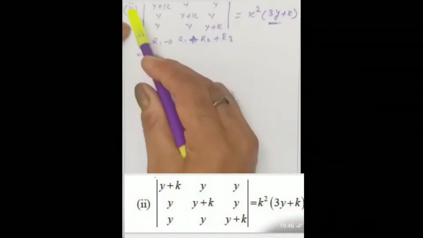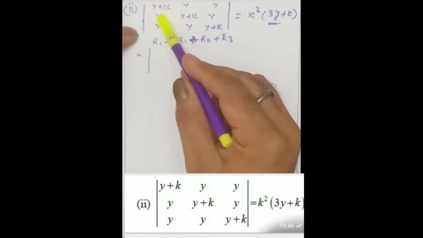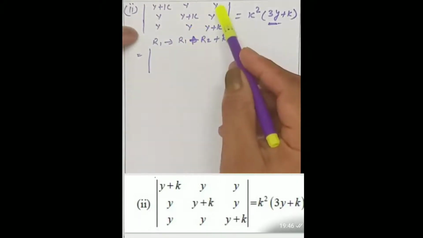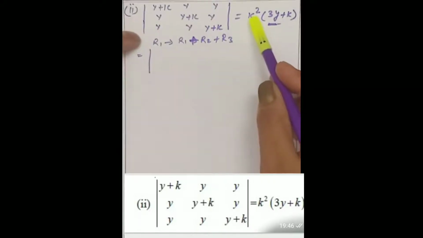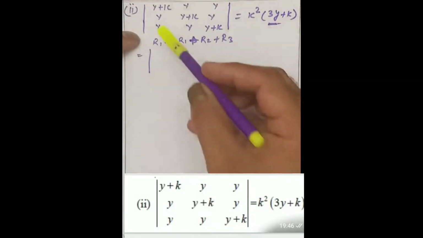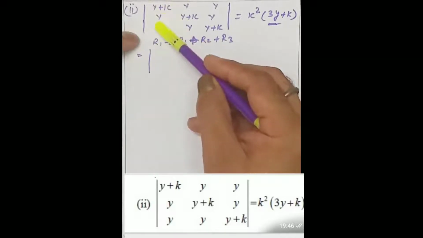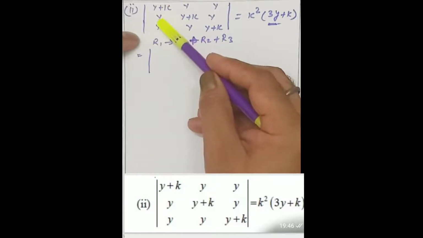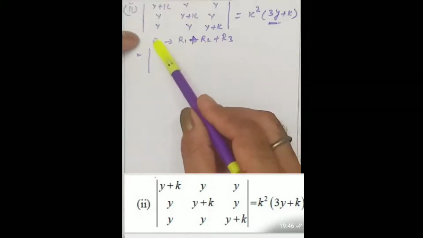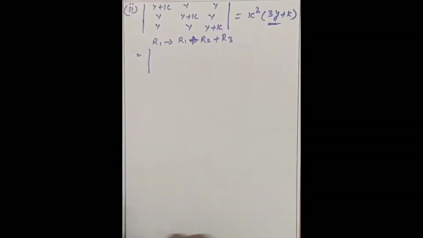So we start part number 2 of the 10th question, that is the determinant y plus k, y plus k, y plus k, and is equal to k square (3y plus k). So the right hand side is 3y plus k, that we are going to get from here, y plus y plus y, 3y. That means if we add all these 3 rows, then we will get it, so the operation is R1 will change with the help of R1 plus R2 plus R3. So that operation we are going to give here.